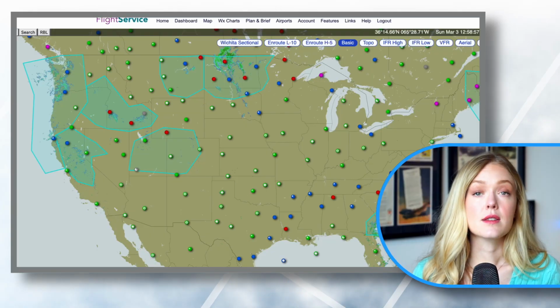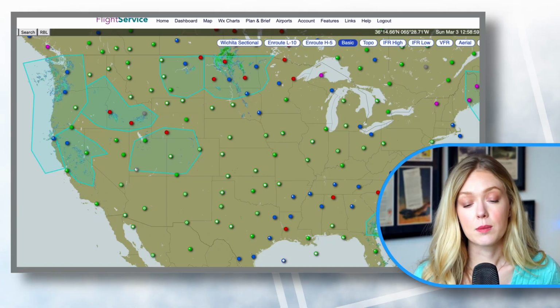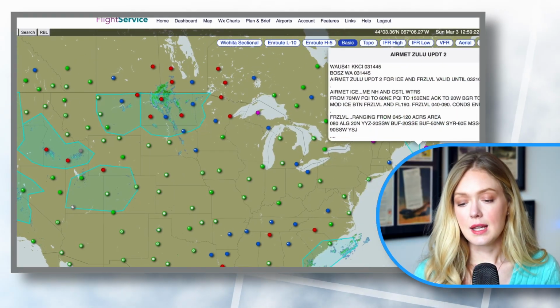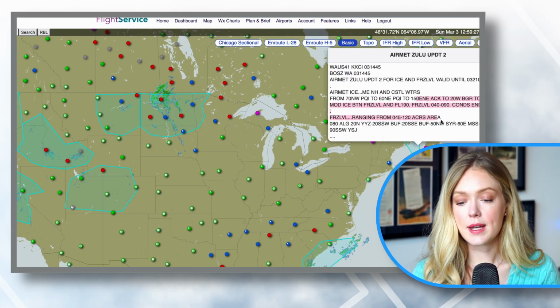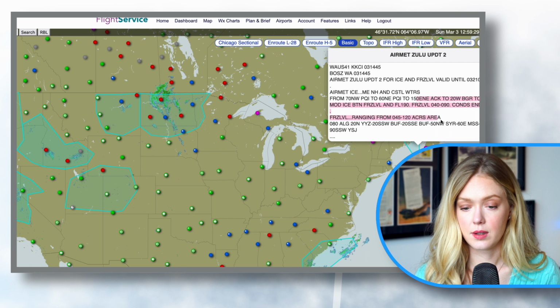We will now turn on AIRMETs. In a lot of those areas that we talked about being IFR, we've got AIRMET Zulus as well. AIRMET Zulu means there are freezing, icing conditions. We have visible moisture, so clouds or precipitation, and a temperature around freezing or below. Here in the northeast, freezing levels between 4,000 and 9,000.